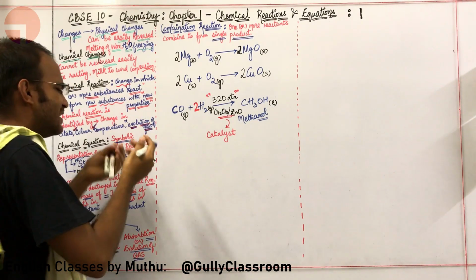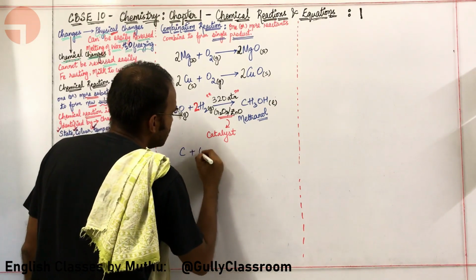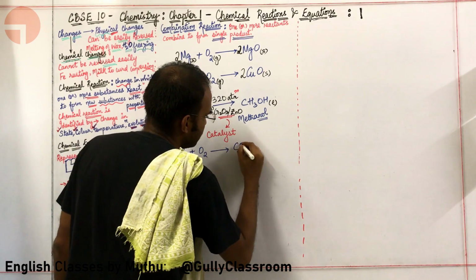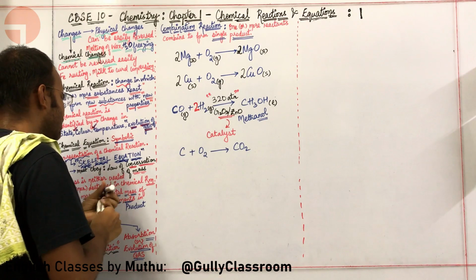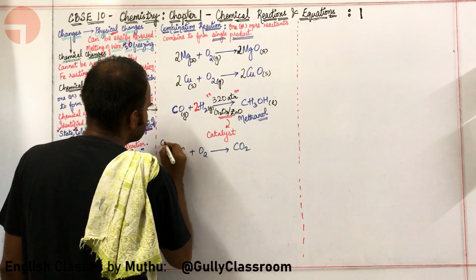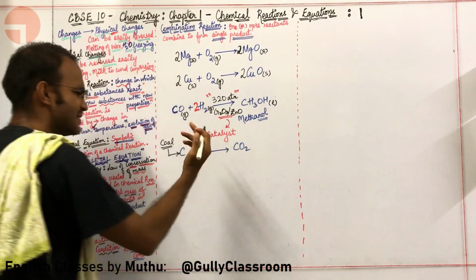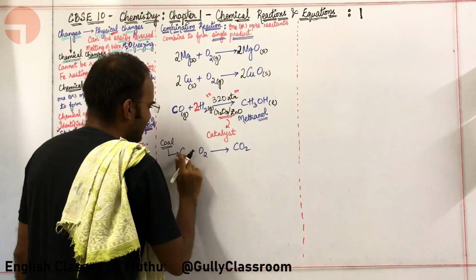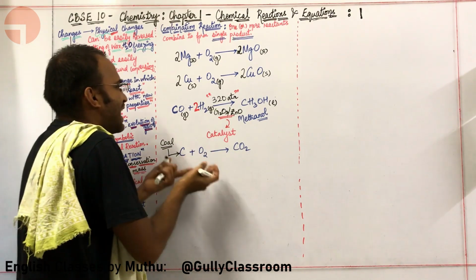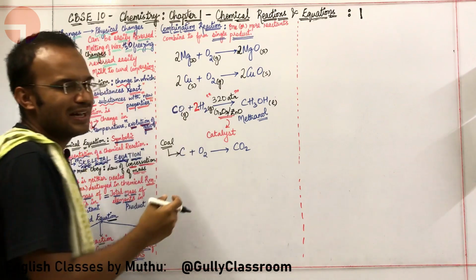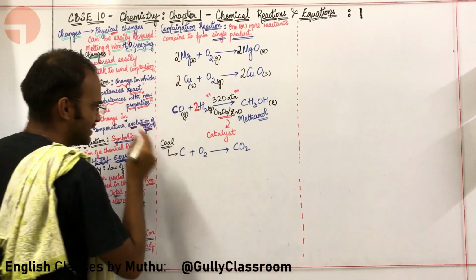Okay sir, give us some more examples of combination reaction. Burning of coal: C plus O2 will give you CO2. Sir, here what is C? C represents coal. This is a self-balanced reaction. Here the reactants and the products are self-balanced. You did not add anything in front of the symbols.